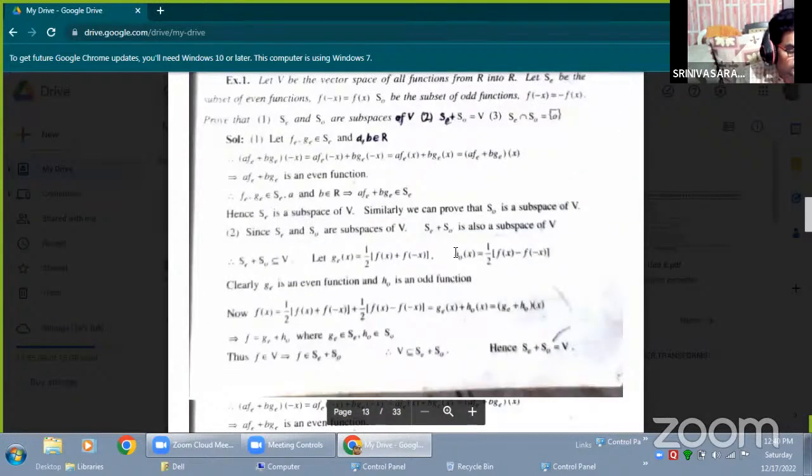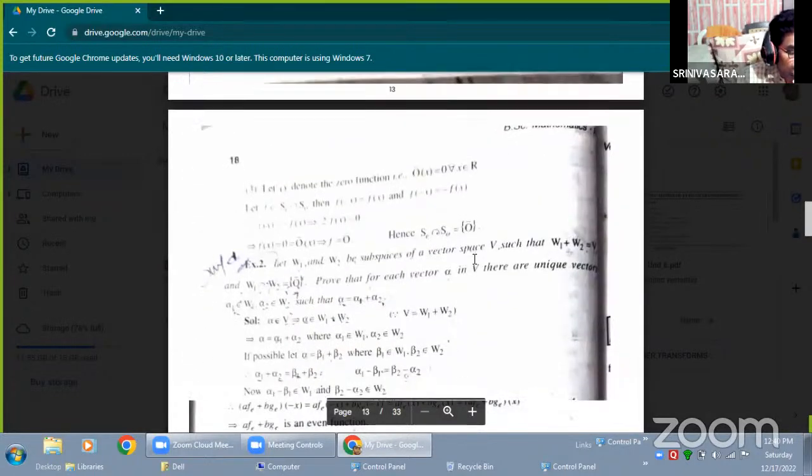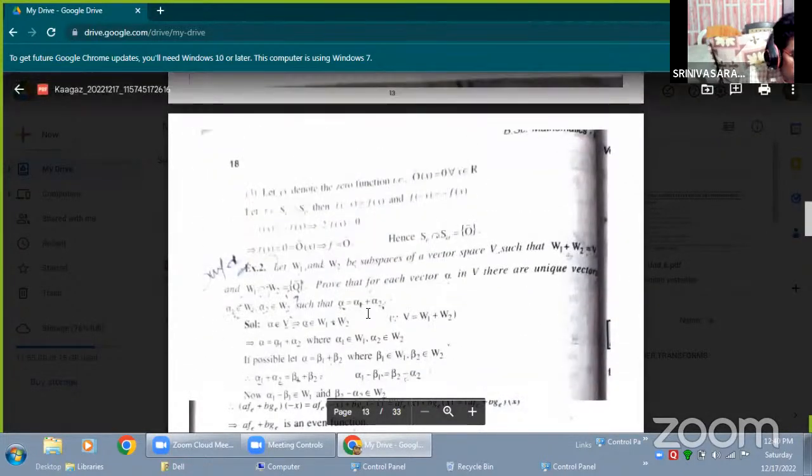Now, this is one of the important sums. Next one, this problem is also very important.